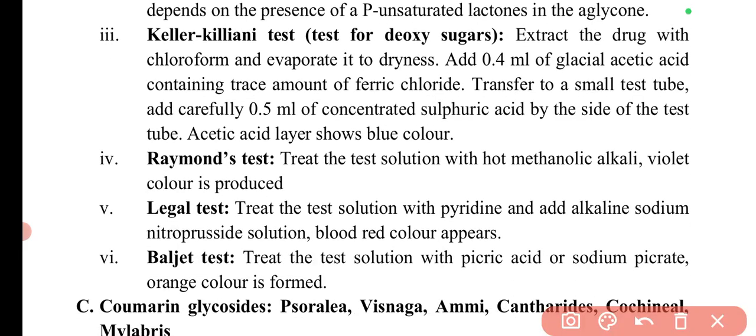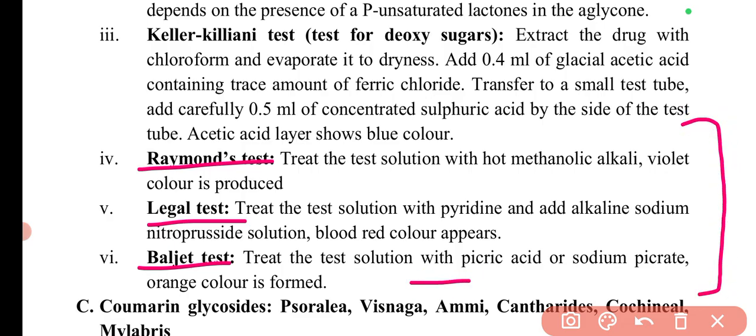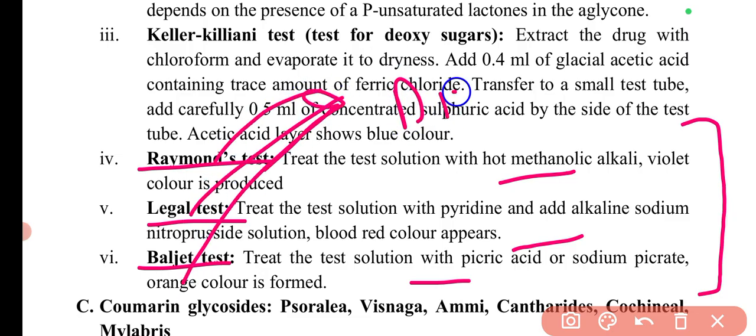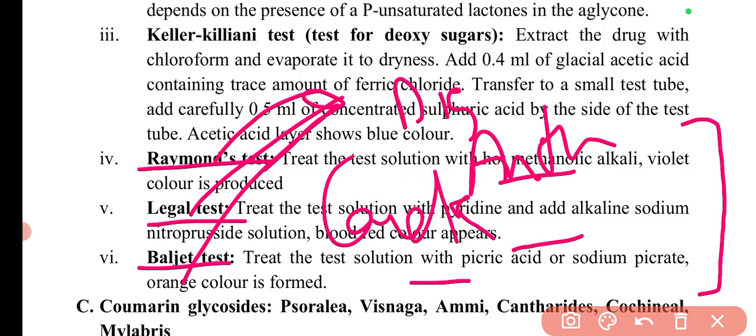Then other tests are like Raymond's test, Legal test, Baljet test. In these also you can remember the names, at least for which particular drug it is used. These are for digitalis glycosides, not exactly for digitalis, but these are for anthraquinone glycosides. Okay, so these are not for anthraquinone, these are for cardiac glycosides. For anthraquinone glycosides, there are the Borntrager and modified Borntrager tests. So these different tests are for digitalis glycosides.